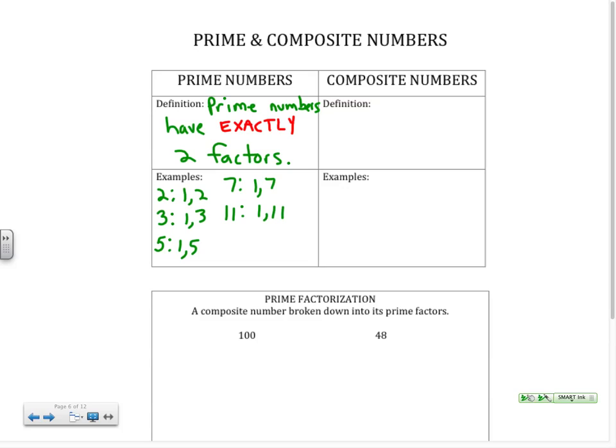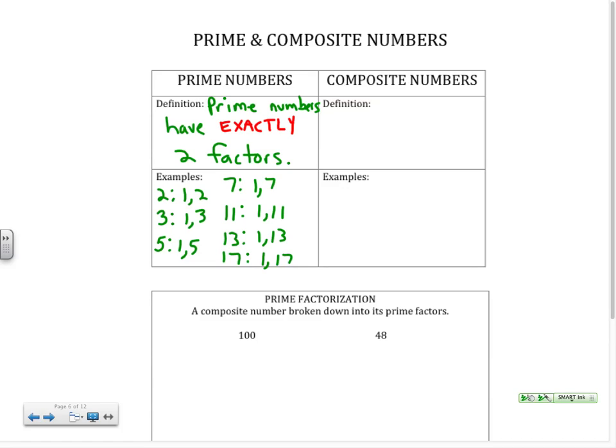So on my list, I write 1 and 11. 13's the next one, 1 times 13. 14, 15, 16 are not prime because they have more than two factors. So next on the list is 17, and 1 times 17 is 17. So that's a short list of prime numbers. They can go on and on infinitely.